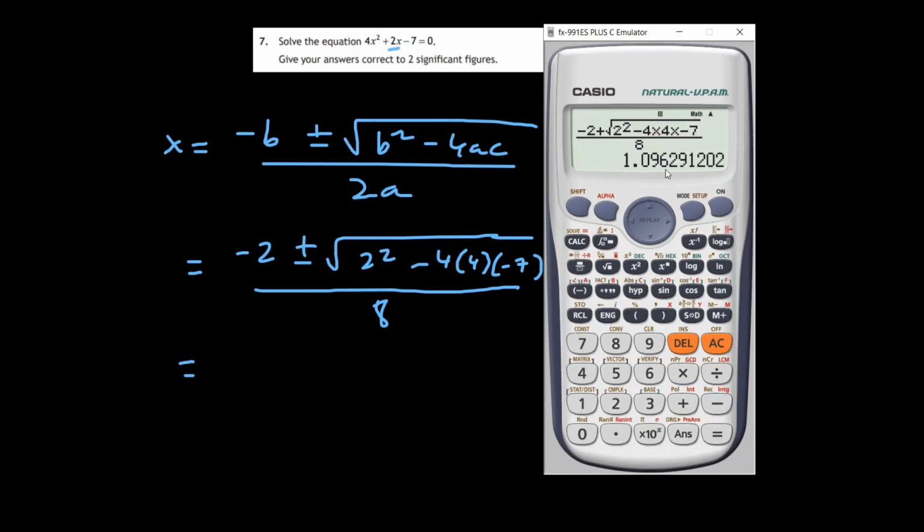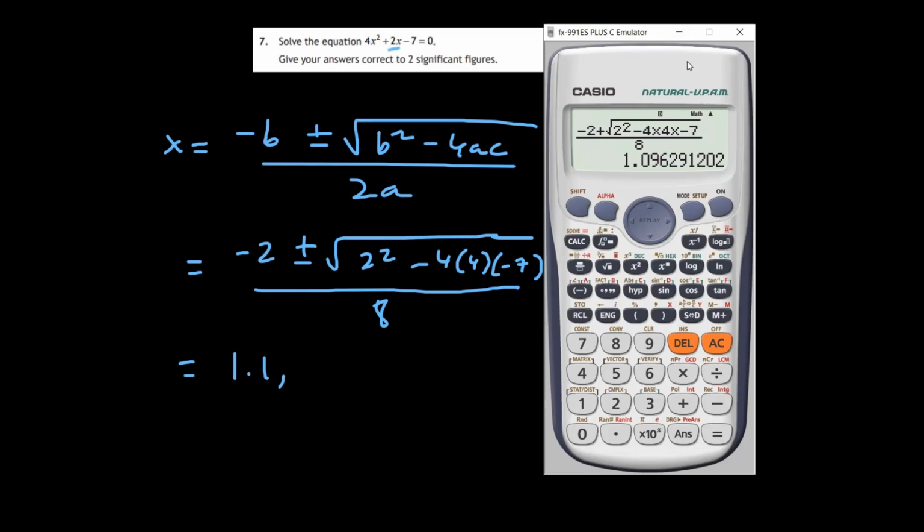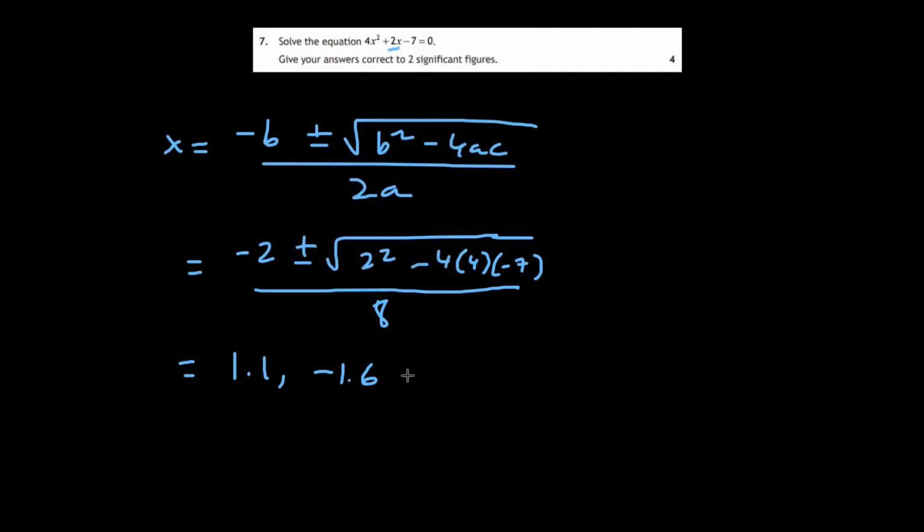So it's two significant figures, that would be 1.1. And then we'll just change the sign to a minus. And that gives minus 1.6. So those are the two solutions.